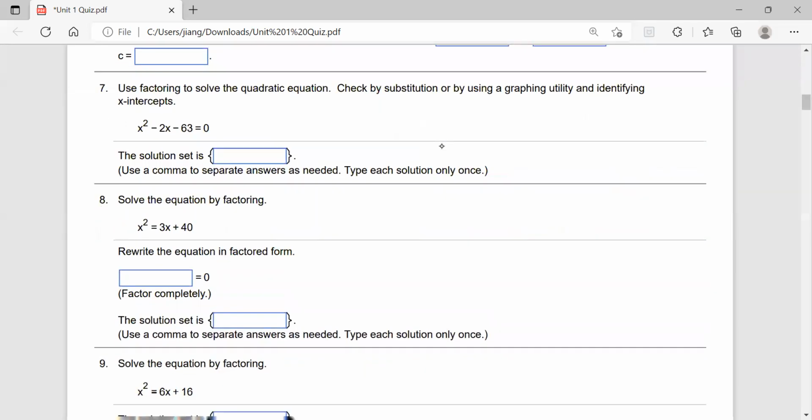Number 7, use factoring to solve the quadratic equation. Check by substitution or by using a graphing utility and identifying the x-intercepts. So what is the solution set of this? We can factor it.